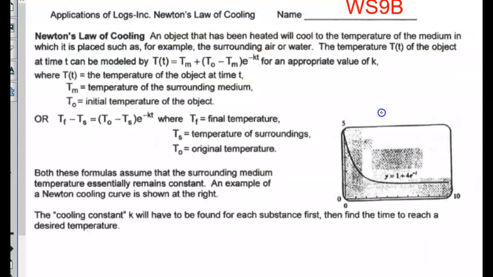All right. Newton's law of cooling is a great application of where you need logs. It says an object that has been heated will cool to the temperature of the medium in which it is placed, for example, the surrounding air or water. The temperature T of the object at time t can be modeled by this equation for an appropriate value of k, but every object has a different k value. So, where T of t is the temperature of the object at time little t. So, right here it's telling you that little t is time.